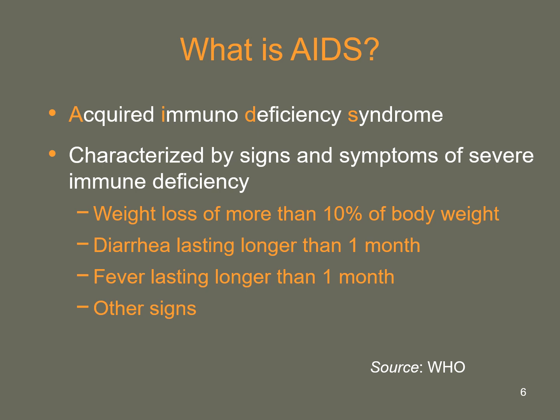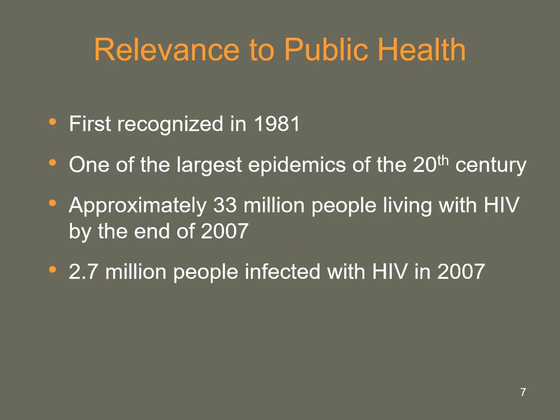Then they also tend to have diarrhea lasting longer than 1 month. They have recurring diarrhea. Then they tend to have fever lasting longer than 1 month again, because they become prone to infection. They catch infection easily. And there are also other signs and symptoms that appear.